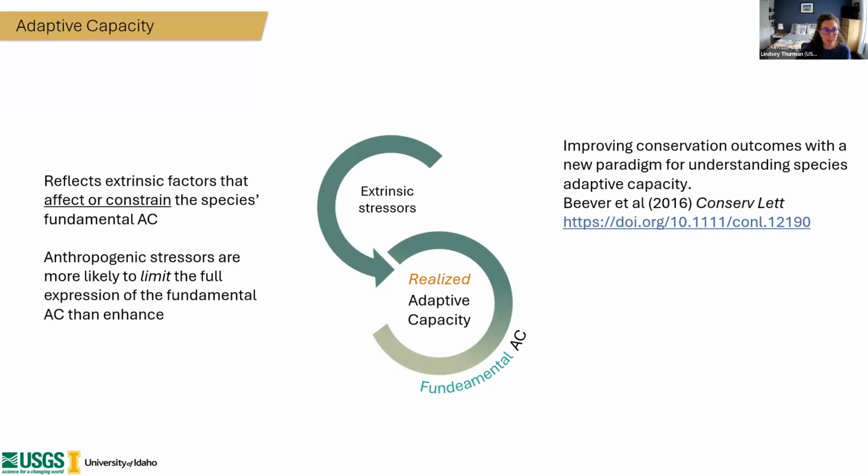And that's simply acknowledging that there are external factors, typically other anthropogenic stressors like barriers to movement, that can affect or constrain that species' fundamental adaptive capacity. So really, things can limit the full expression of species adaptive capacity. And so this is sort of our conceptual basis for what adaptive capacity is.